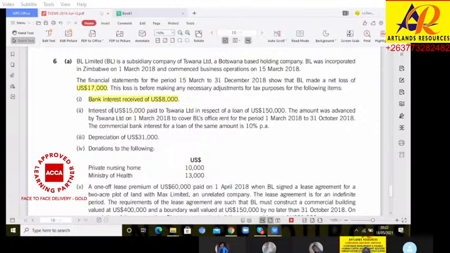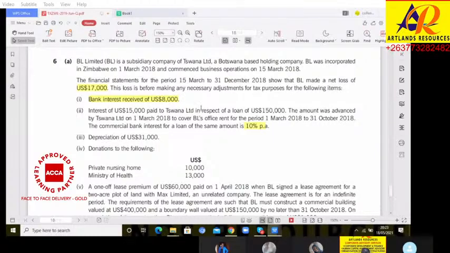Another point is, interest of 15,000 was paid to Tswana in respect of a loan of 150. The amount was advanced by Tswana. Remember, Tswana is a parent company which is in Botswana. The amount was advanced by Tswana on 1 March to cover office rent for the period 1 March to 31 October. Commercial bank interest on the same loan was 10%. So no wonder they just said 10% of 150. So what does this tell you?